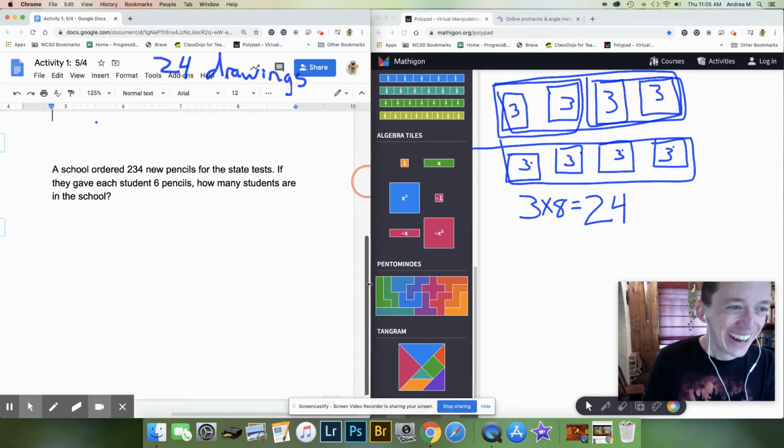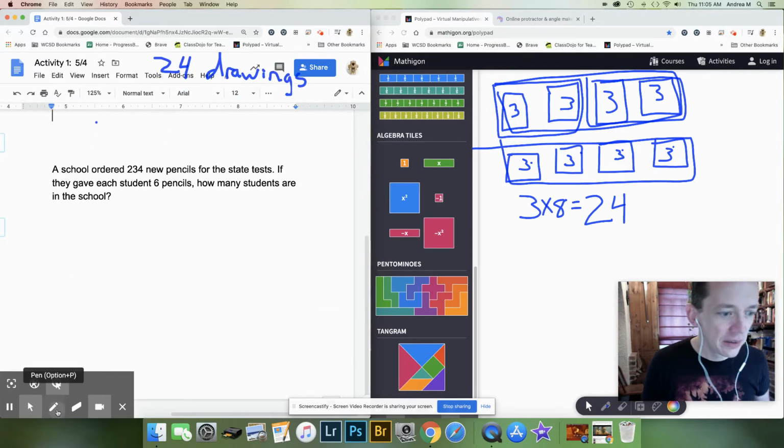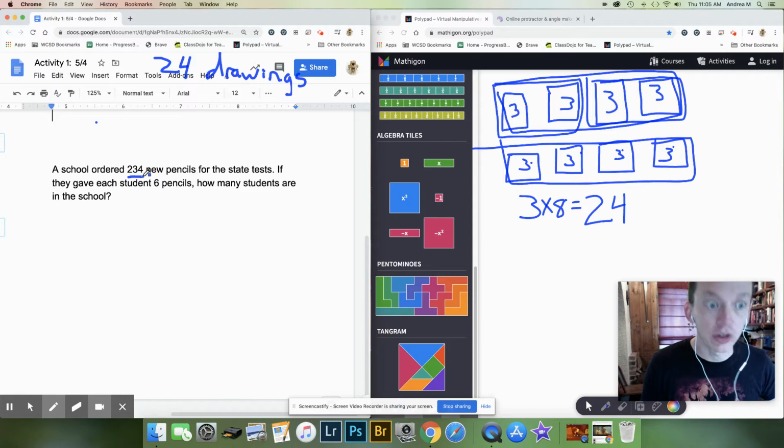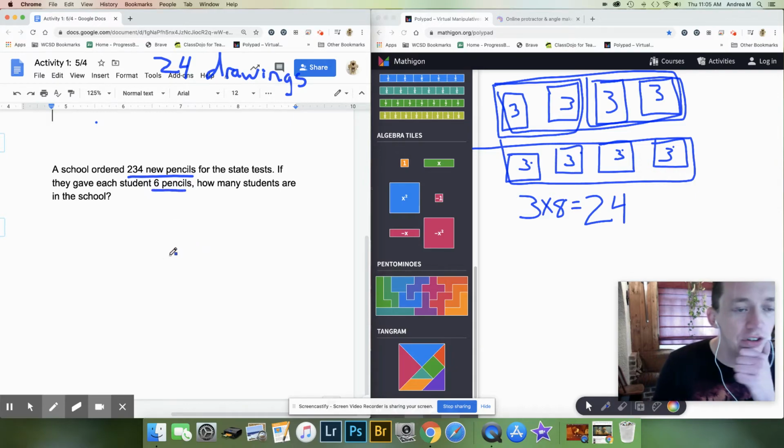All right. Okay, so let's take a look at this last one here. A school has ordered 234 new pencils for the state tests, which we didn't have to do this year. Haha. And 6 pencils for each kid. How many kids are in that school? So this is a division problem. So we're going to take 234 and divide that by 6.